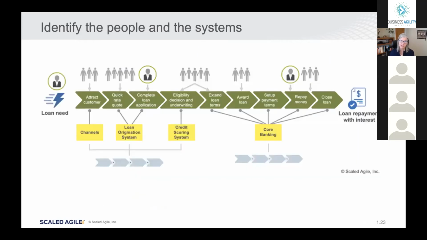So the first thing we have to do as an organization is identify those value streams. So identify the value streams, then identify the people and the systems involved in those value streams. So hopefully you're thinking about, oh, now I know why the leaders need to be sold on this concept, because this is pretty big. This is a pretty big shift in thinking when we're thinking about value streams.